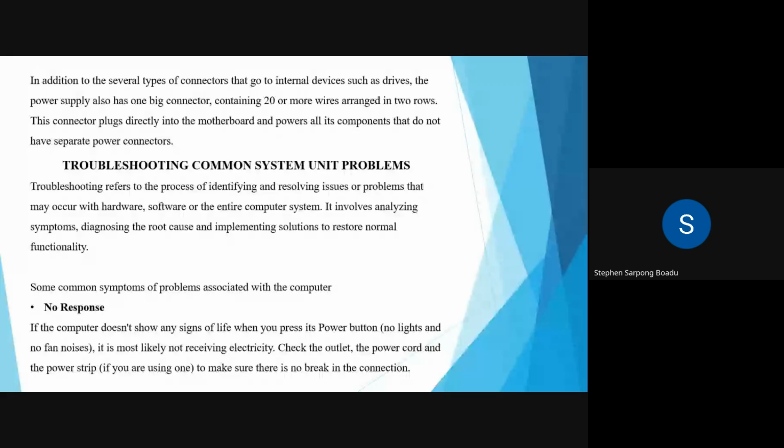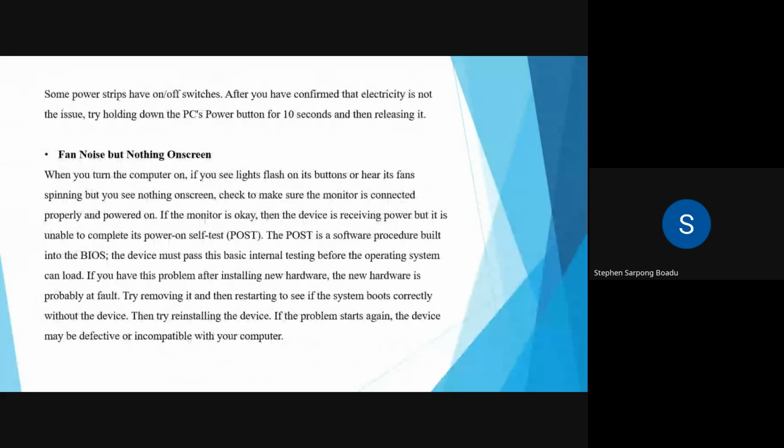Then, after you have confirmed that electricity is not the issue, and you know that everything is connected well, you try to hold down the PC's power button for 10 seconds, and then release it. It's like how we restart our phones. Normally, with these Android phones, when you want to restart them, you hold the power button for some 10 seconds and let it restart. It's the same with the PC. You can hold the power button and see if the problem will be solved.